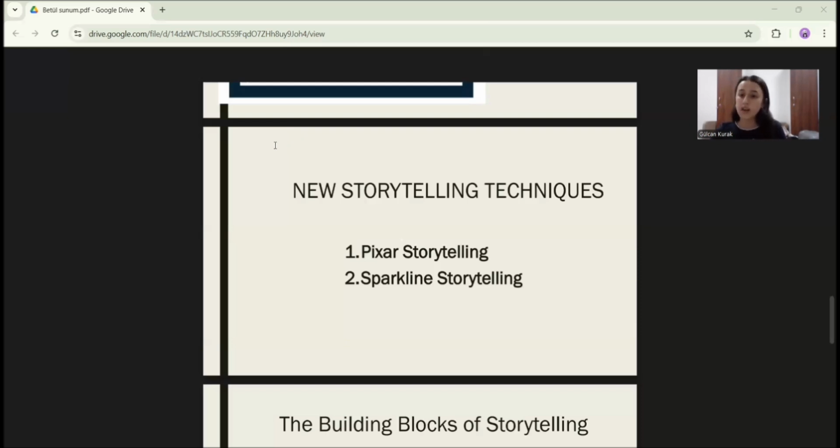The Pixar storytelling, actually, is generally used in business presentations. For example, Steve Jobs used these techniques in his business work and business presentations, and it also includes some characters, some events, emotions, and also some intentions. We can see them in the structure. It also includes a structure like once upon a time, every day, until finding. We can use this structure in this part of storytelling.